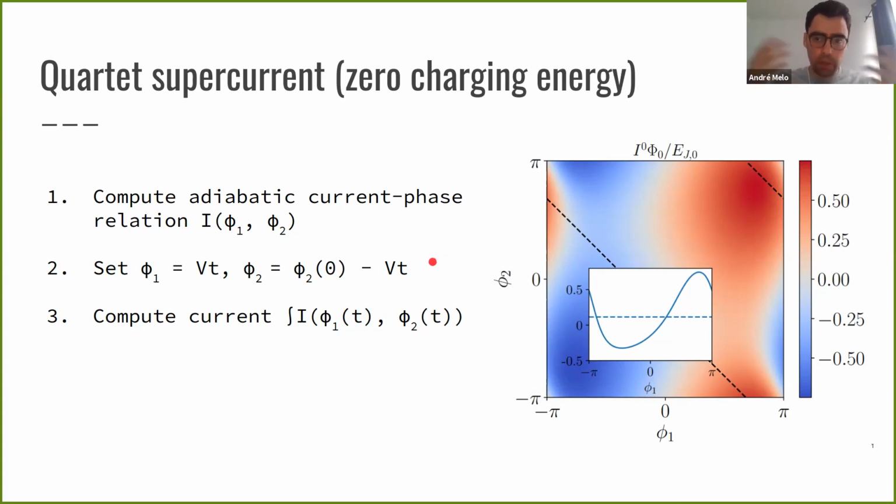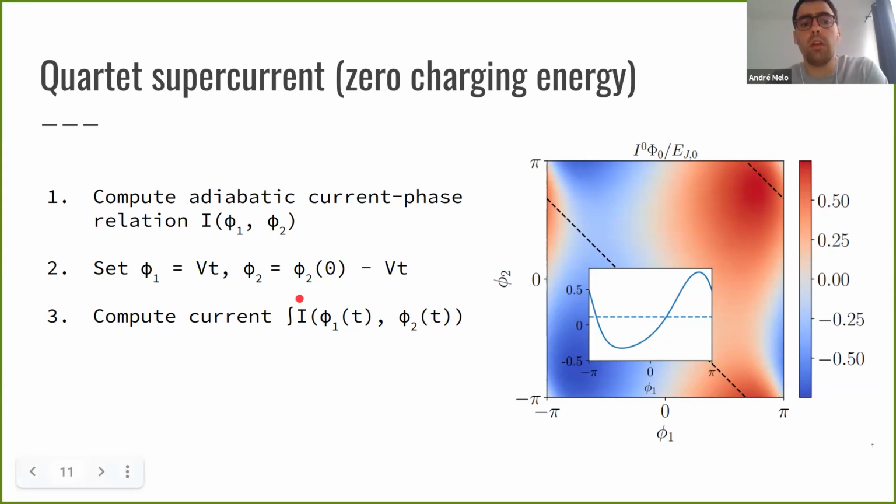But now we want to voltage bias the circuit. We want to see what happens if we, for example, bias the circuit in the quartet biasing condition, that's with V and minus V. Do we get quartet supercurrent? Well, when you do that, your phases are going to wind linearly in time. So phi 1 is going to go as, for example, Vt. So we're going to wind with a rate that's proportional to the voltage.